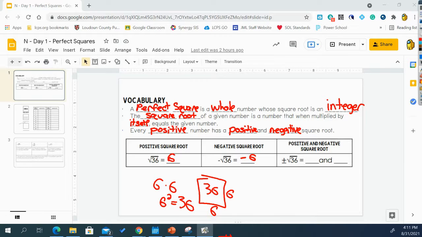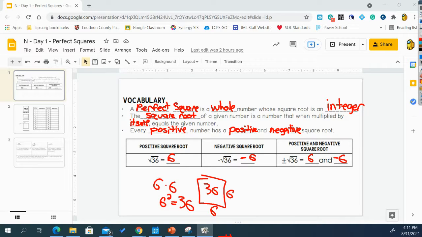The last thing we're going to talk about is a positive and negative square root. This is something you haven't heard before, but this symbol right here means that the answer could be positive or negative. It's called a plus minus symbol. And that's exactly what it looks like, a plus on top of a minus. So this says plus minus the square root of 36. What would that equal? Well, it could equal positive 6, because that's what the plus stands for, or it could equal negative 6.